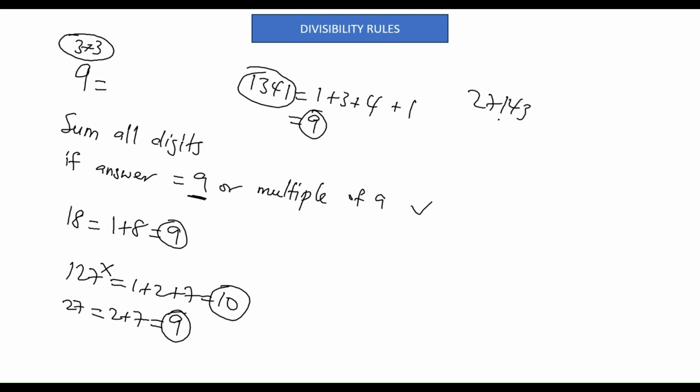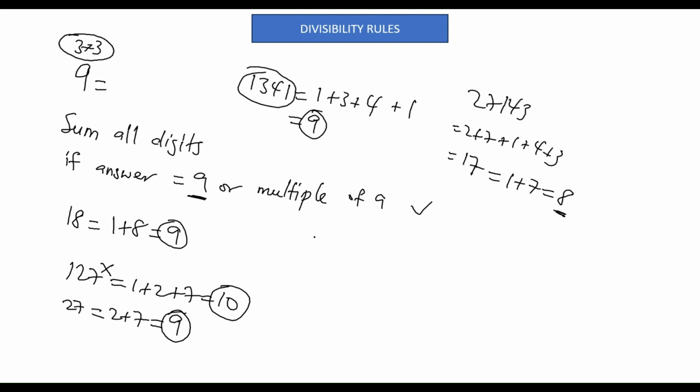27143. Another example. So it's 2 plus 7 plus 1 plus 4 plus 3. 2 plus 7 is 9, then 10, then 10 plus 7 is 17. If you are still not sure of the answer, you repeat the process. Then you go to 1 plus 7, which is equal to 8. Therefore, the number is not divisible by 9. Yes, that's how to check for divisibility by 9.